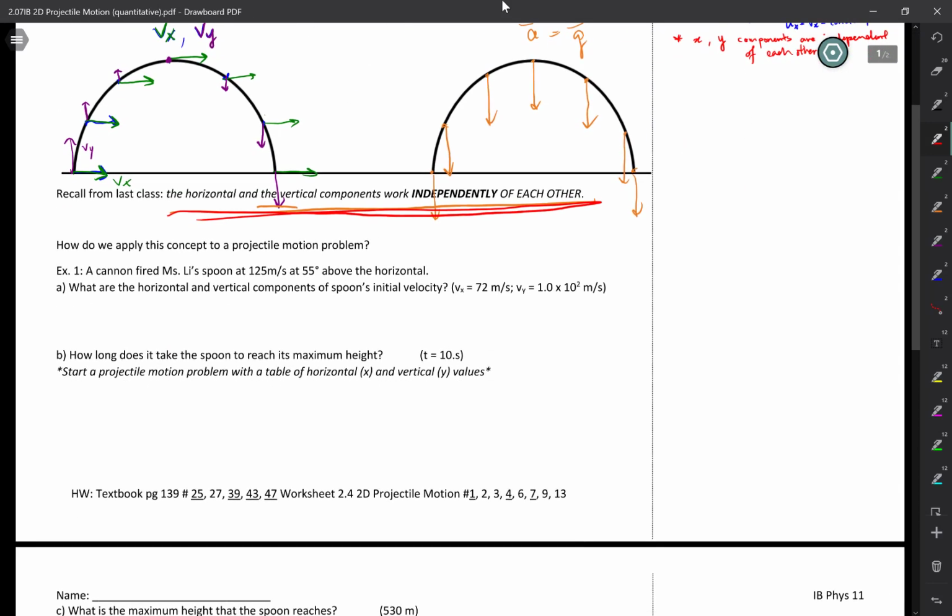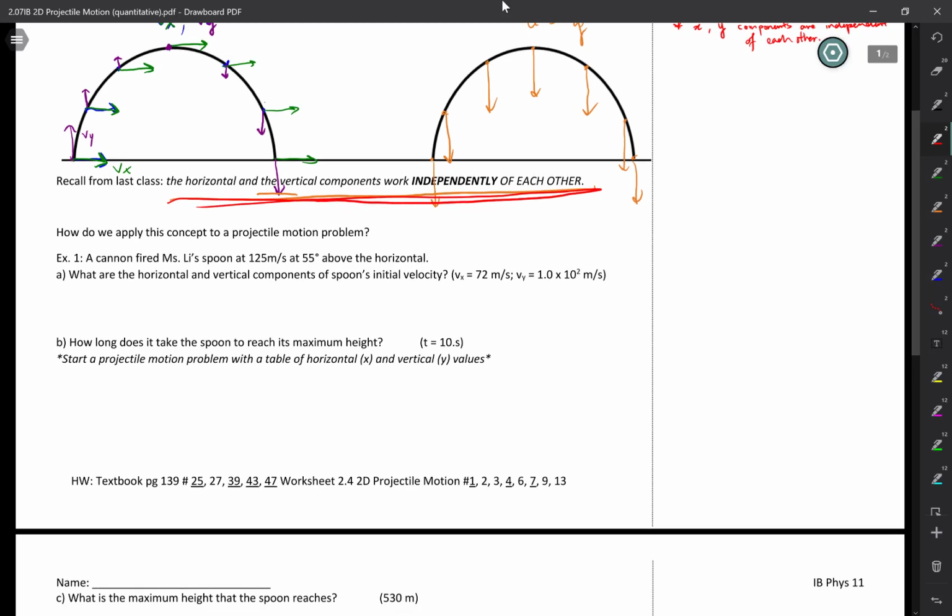Great, so now let's do a problem together. Let's read the problem together. I'm going to show the work on the right side, just like how you would do it, or how you would write it on your sheet as well. We have a cannon fired a spoon at 125 meters per second at 55 degrees above the horizontal. So if I had to draw this, it would probably look like this. And now for A, we want to find the horizontal and vertical components of the spoon's initial velocity. And here we're going to assume for this problem that the air resistance is negligible.